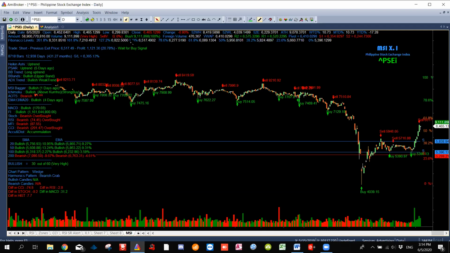Okay? So in addition, we also have the foreign volume. Yung foreign volume naman, as the name implies, ito yung mga bumibiling foreigners. Okay, so merong mga specific stocks na sa Philippine Stock Exchange na open for foreigners. So pwede silang bumili ng stock para doon.